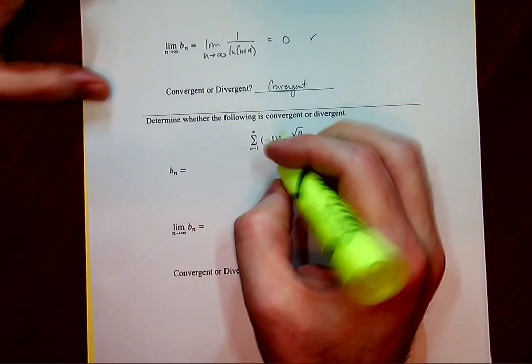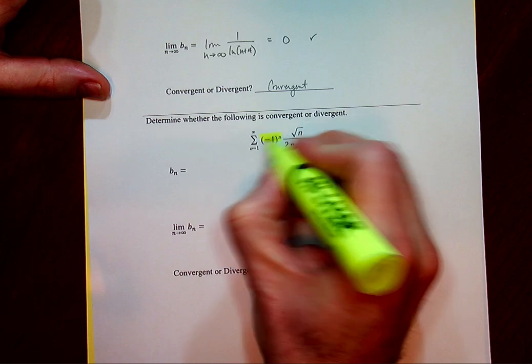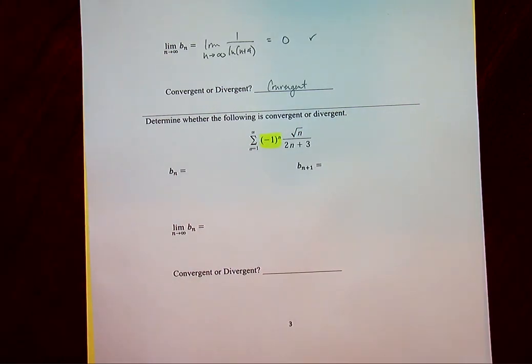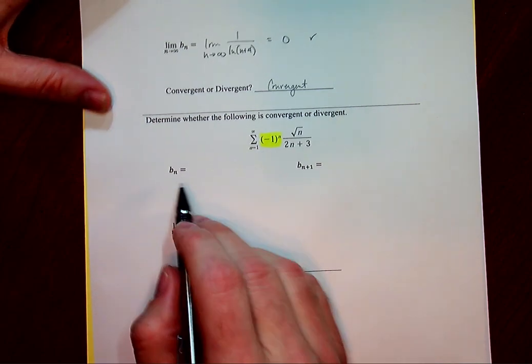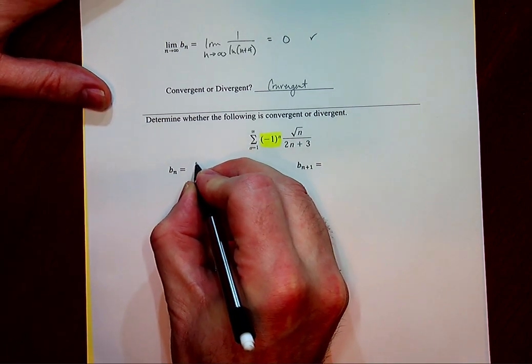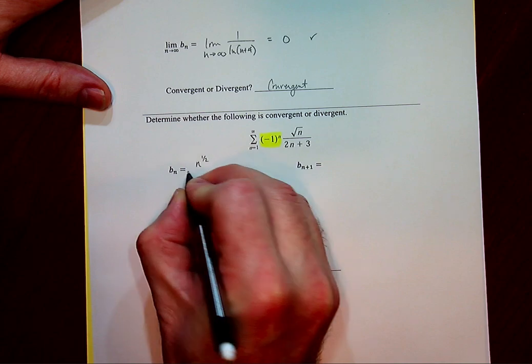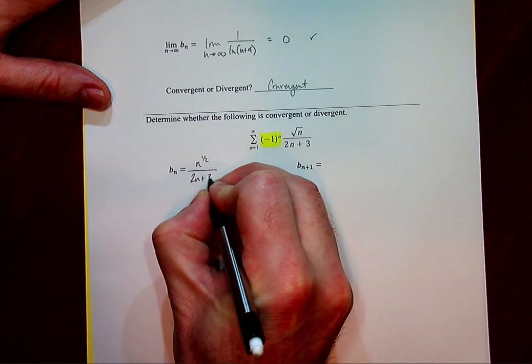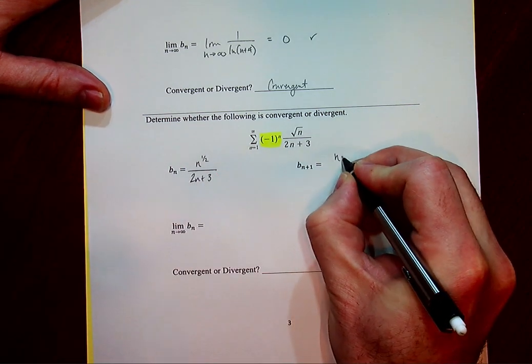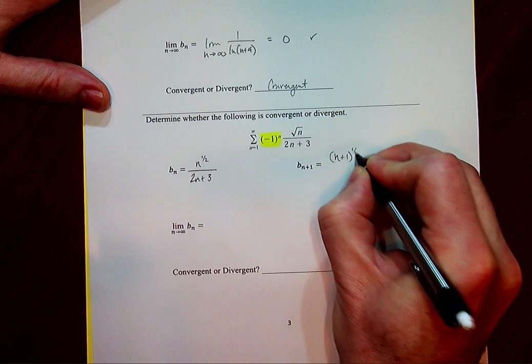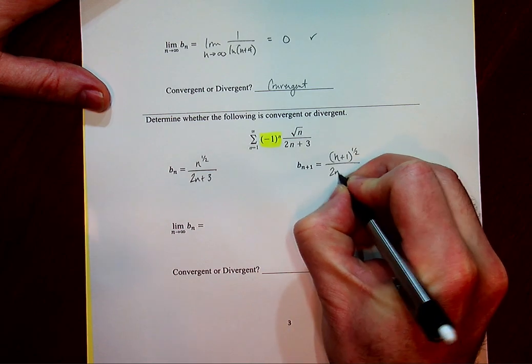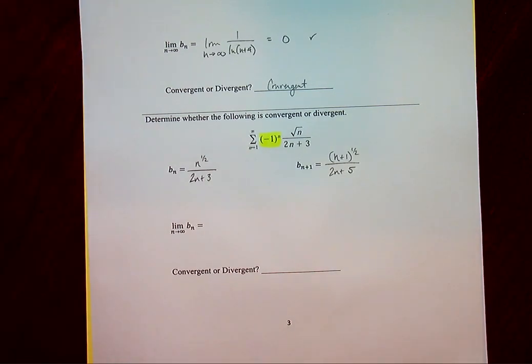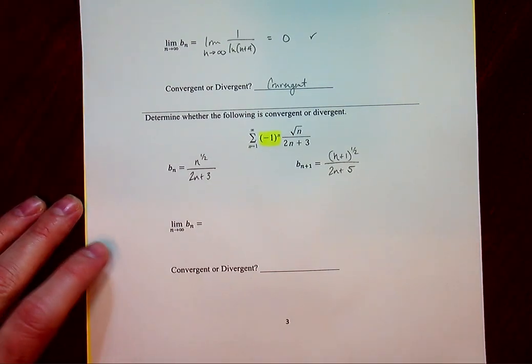Again, remember that when you're dealing with your b sub n, that sort of alternating series part, the thing that basically sets alternating series apart from just regular series, is not included in your b sub n. So this right here winds up being n to the 1/2 over 2n plus 3, and this becomes n plus 1 to the 1/2 over 2n plus 5, right? After you distribute the 2 and simplify that denominator.